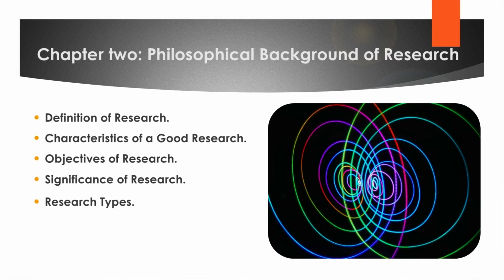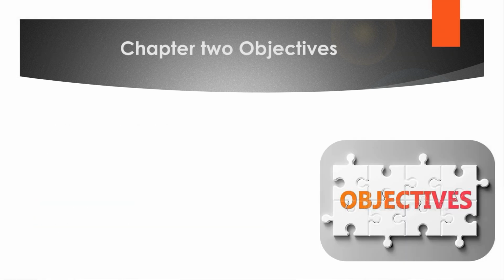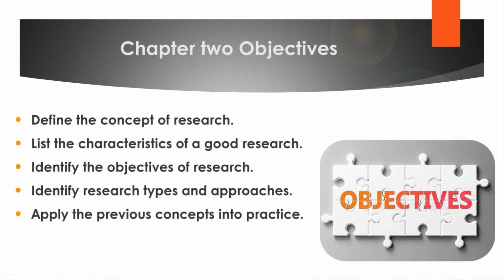Moving now into the second chapter, entitled Philosophical Background of Research, which deals with the following titles. Definition of research. Characteristics of a good research. Objectives of research. Significance of research. Research types. And research approaches. This chapter aims to define the concept of research, list the characteristics of a good research, identify the objectives of research, identify research types and approaches, and apply the previous concepts into practice.